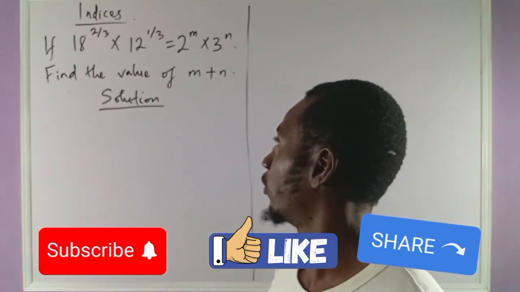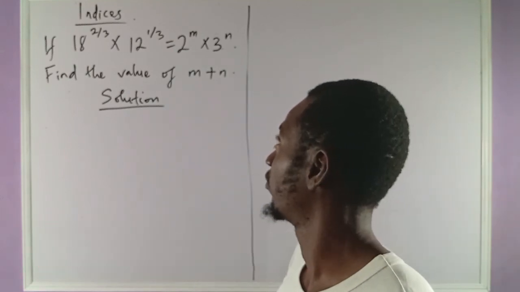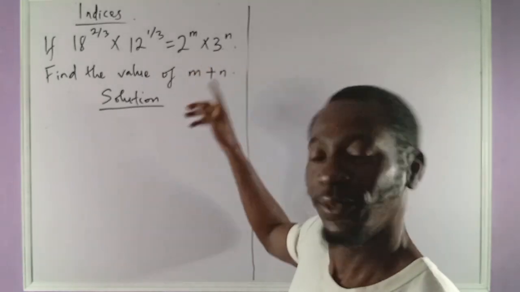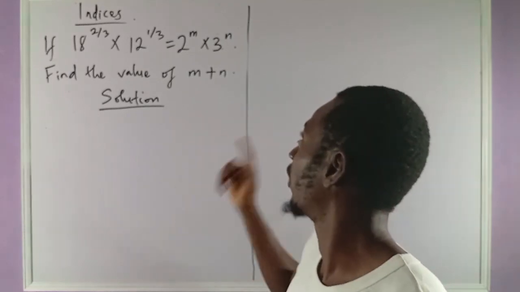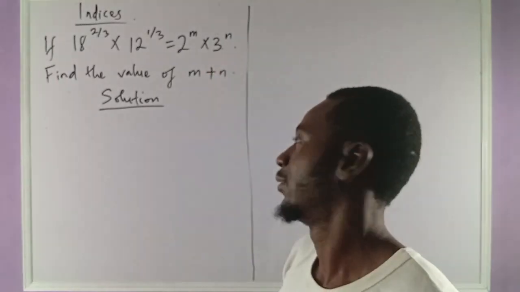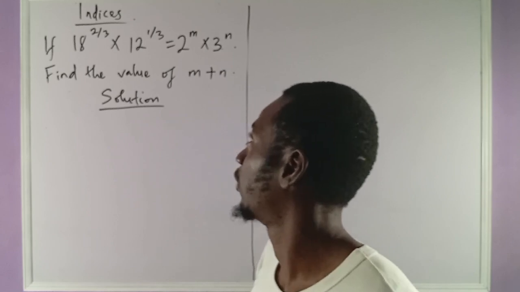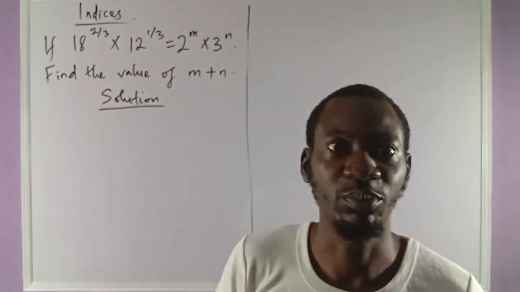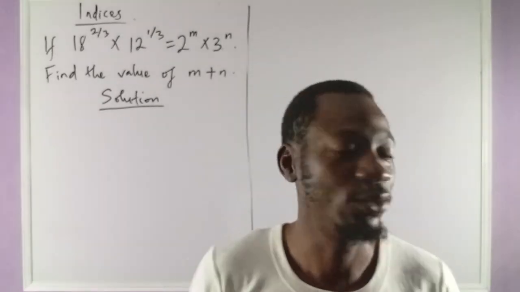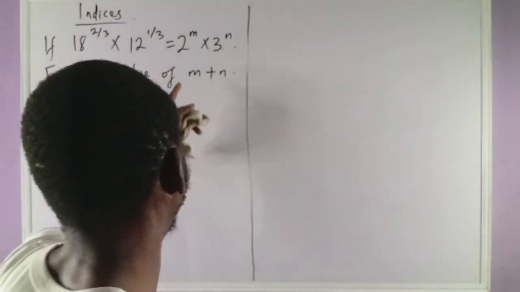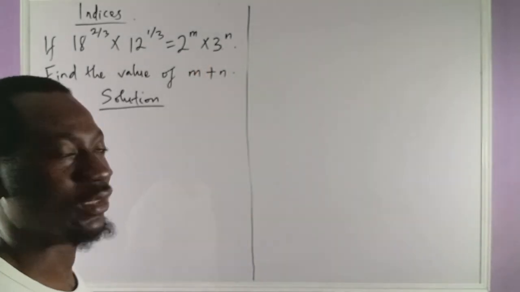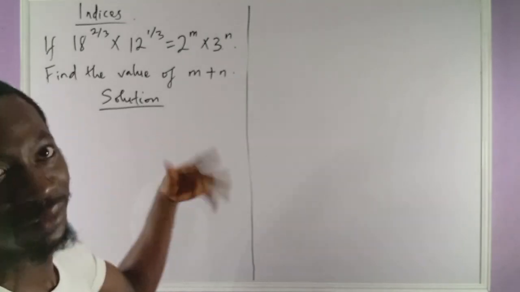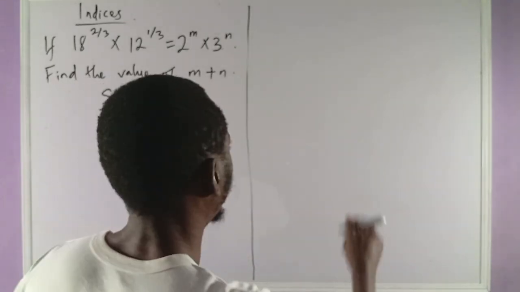Now looking at the question on the board, we have 18 raised to power 2 over 3 multiplying by 12 raised to power 1 over 3, to look like 2 raised to power m multiplied by 3 raised to power n. The first thing to do is to express 18 and 12 as a product of 2 and 3. How do I mean? You will realize that these are prime numbers, so you can change 18 to an expression that has 2 and 3.